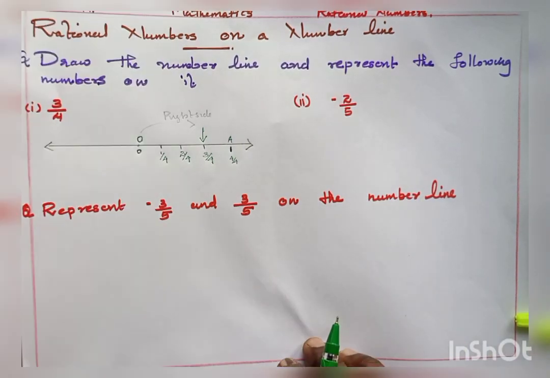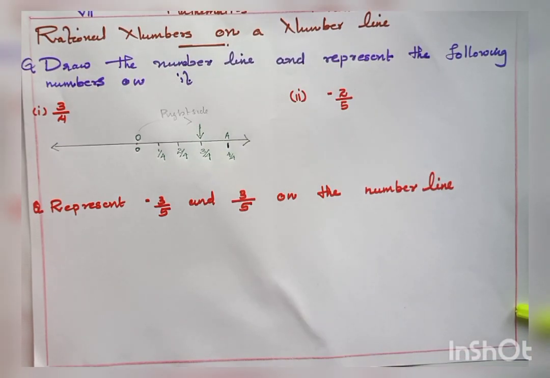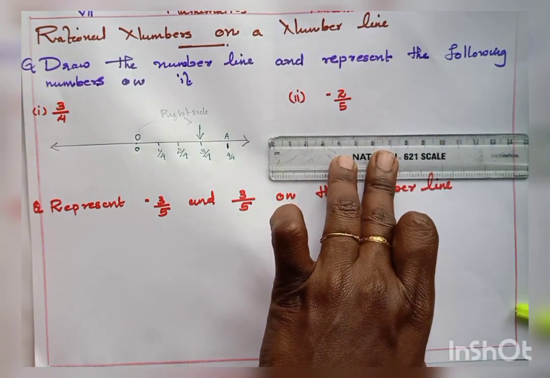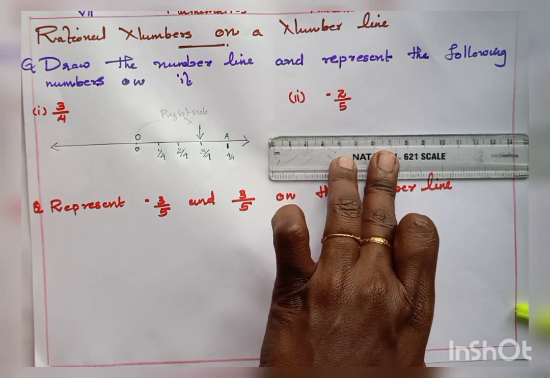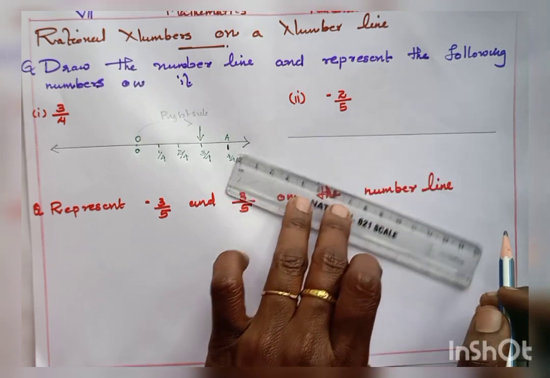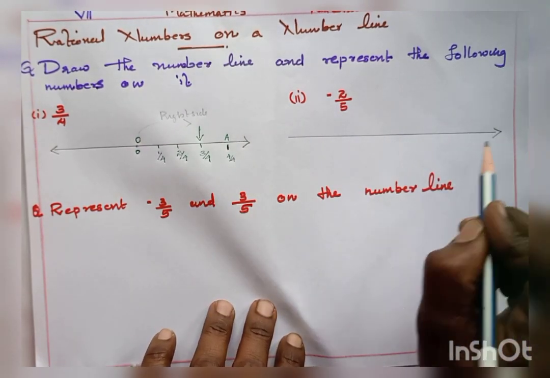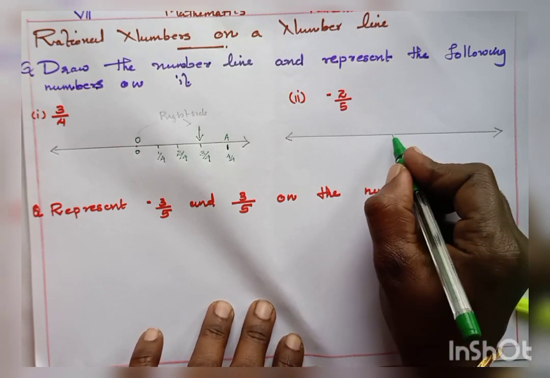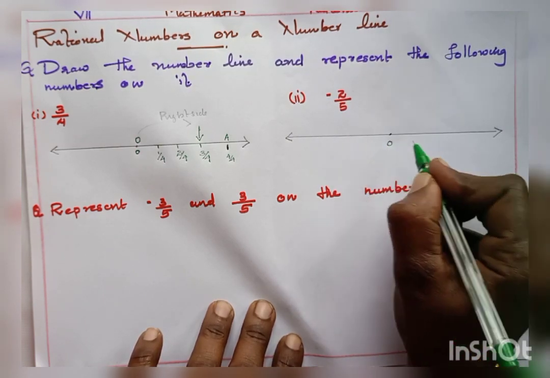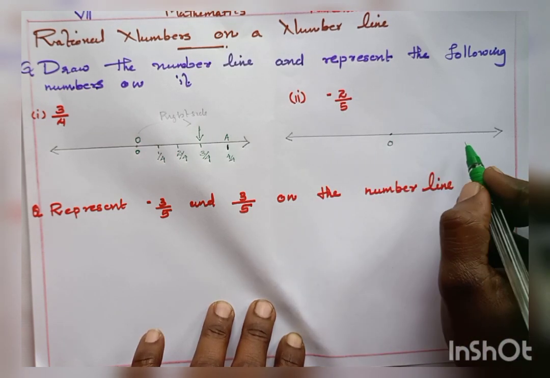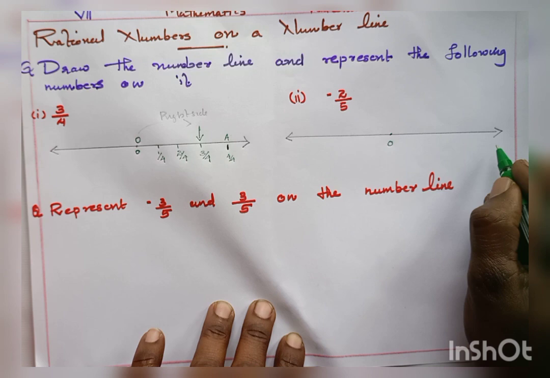Okay, then to represent minus 2 by 5 on the number line. Here, listen, the numerator has a negative sign, so that is a negative rational number. So first draw a number line. Then choose a point O. Then choose another point A.